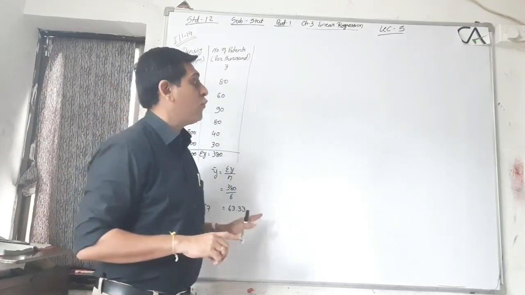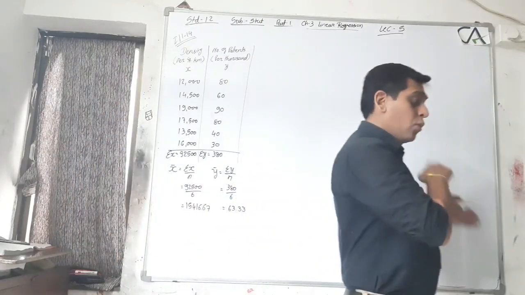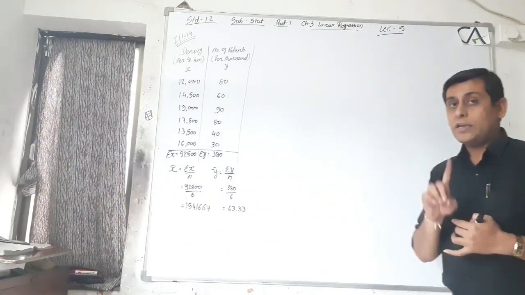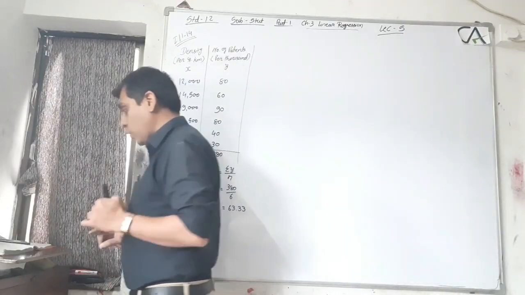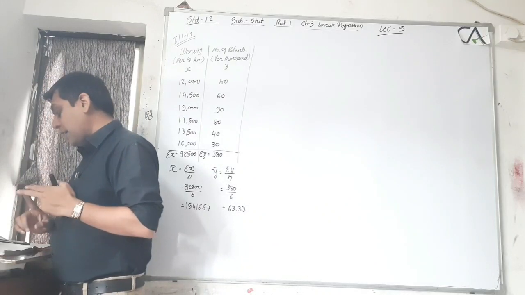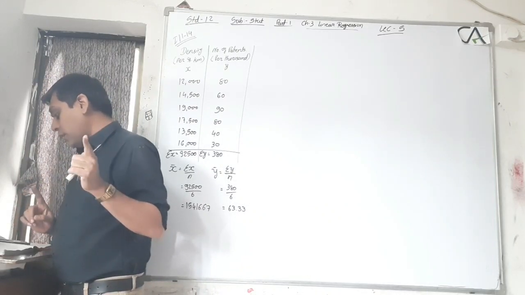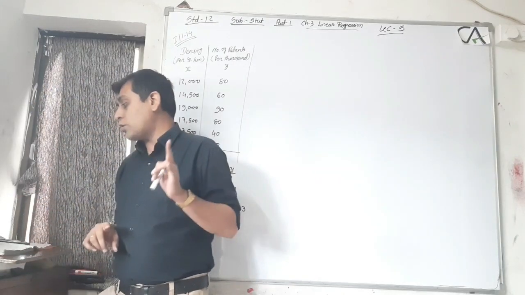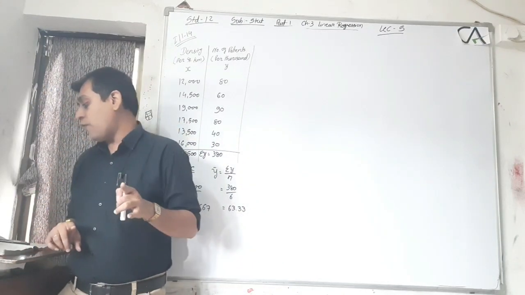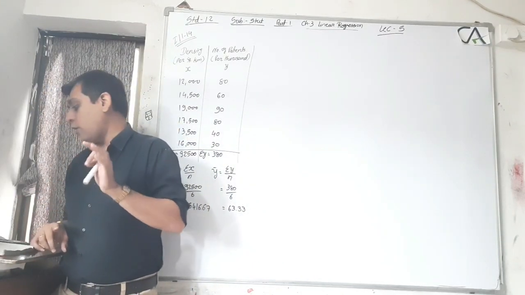Okay, now the main question: obtain the regression line of y on x. So first of all, we have to find out the regression line of y on x. That is the first question. Second question: estimate the number of patients suffering from skin disease if the density of the population of a city is 15,000 per square kilometer.